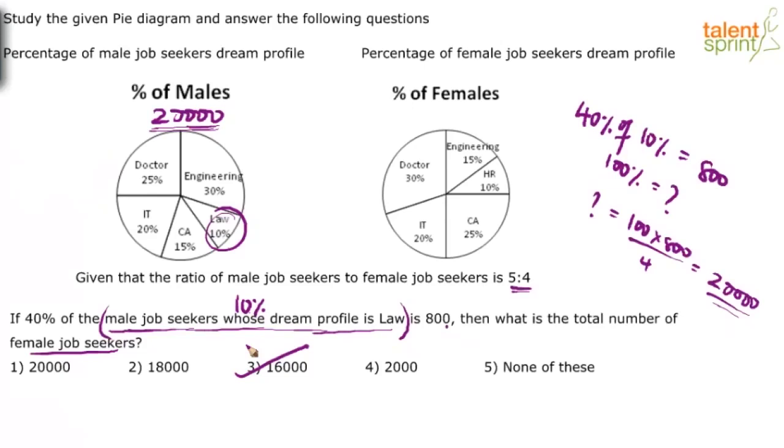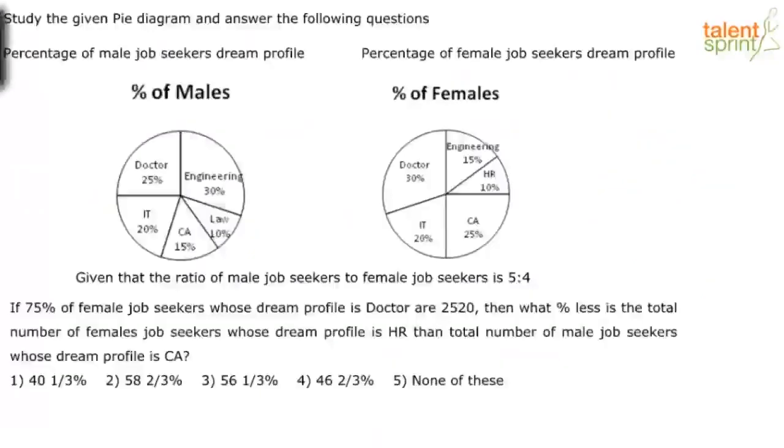So this, if you see, is one part of the previous calculation that we had done. In the previous question we had done some calculations, right? One of those calculations will give us the answer for this particular question. 40% of the male job seekers whose dream profile is law is 800. So 40% of 10% is 800, right? Option 3.